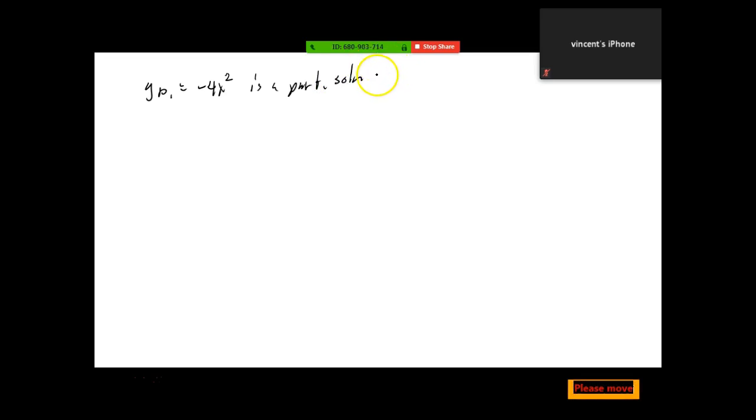of this: y double prime minus 3y prime plus 4y, I left off the 4y, is equal to minus 16x squared plus 24x minus 8. That seems pretty incredible that one little particular solution would work out to be that fairly complicated form.